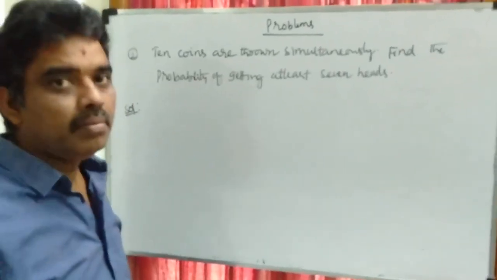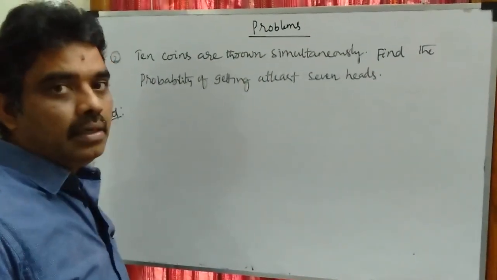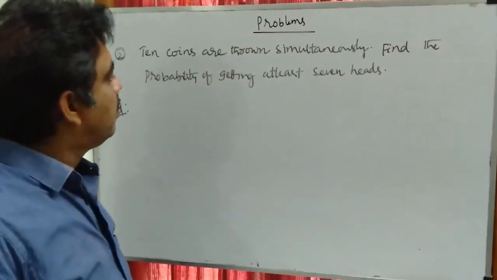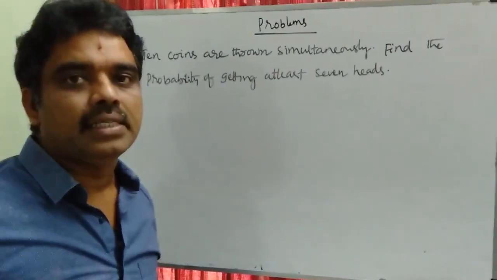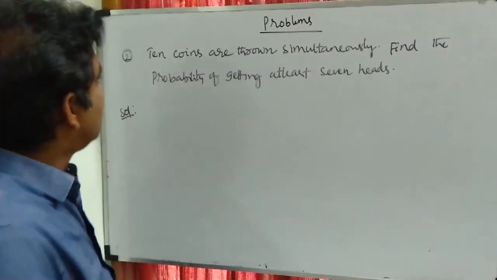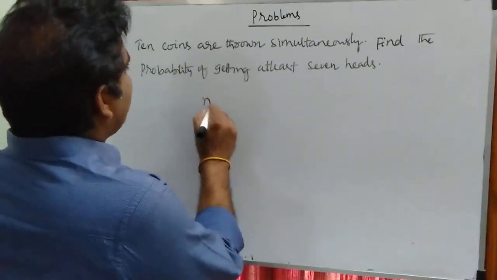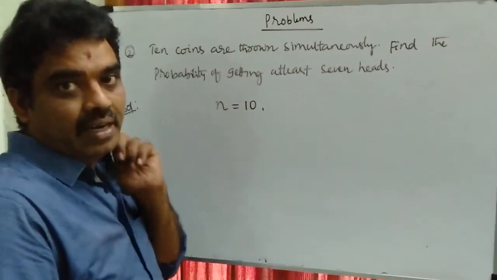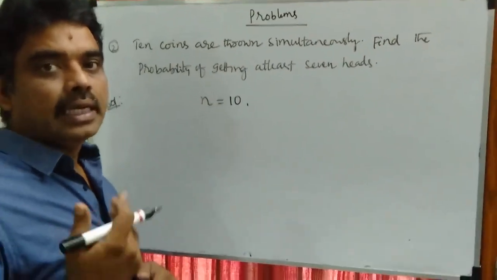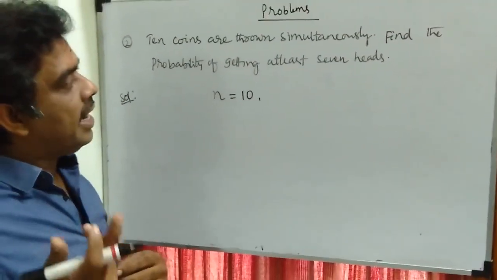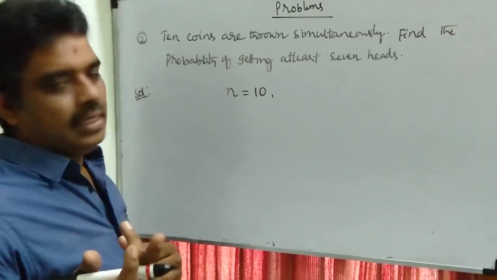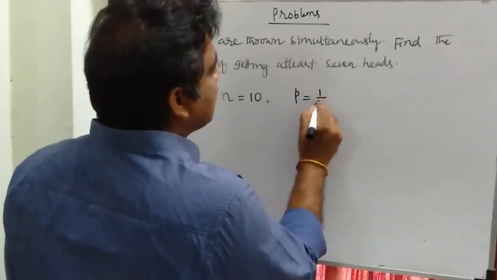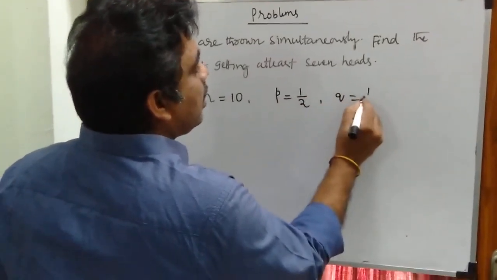Next, the second problem. 10 coins are thrown simultaneously. Find the probability of getting at least 7 heads. So here n is equal to 10 and x is equal to minimum 7. Minimum 7 means the number of heads may be 7 or 8, 9 or 10. And here the constant probability of getting head, success, is equal to 1 by 2 and q also 1 by 2.